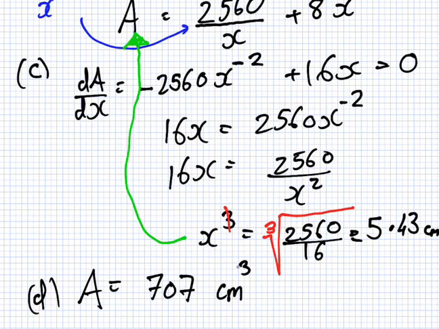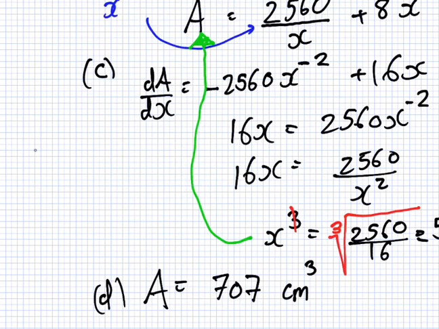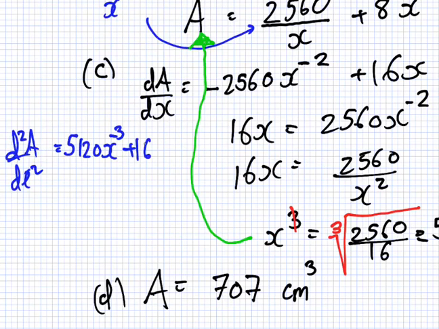Why do we say minimum value? Yeah, we want to check that this is a minimum. It doesn't ask us to check, but we better check. You could have a minimum or maximum. So we found what could be the minimum or maximum. Now, I know it's going to be the minimum, but just to make sure, on the side here, I'll do the second derivative. So that would be 2560 times 2, 5120 x to the power of minus 3 plus 16. Is this number positive or negative when I put x in? And remember, x is 5.43. Positive. So positive second derivative means it's convex, which means it's a minimum.